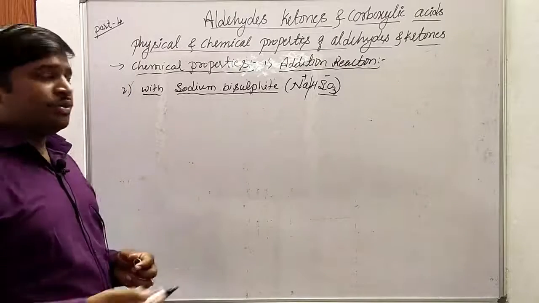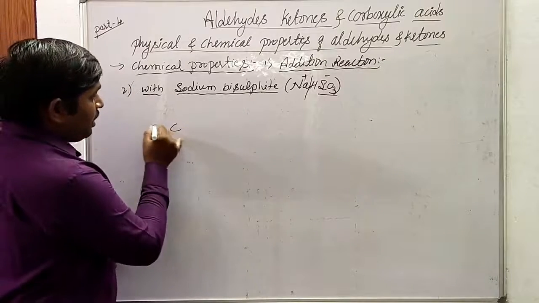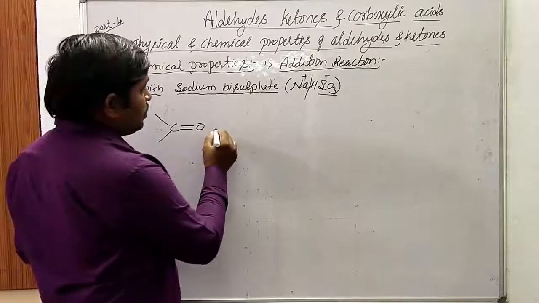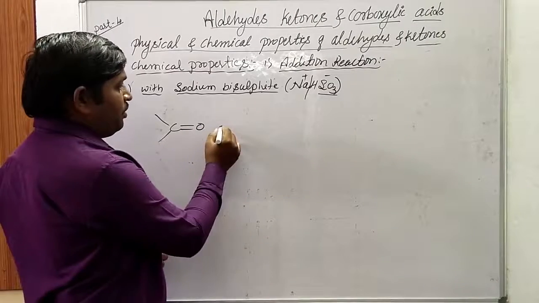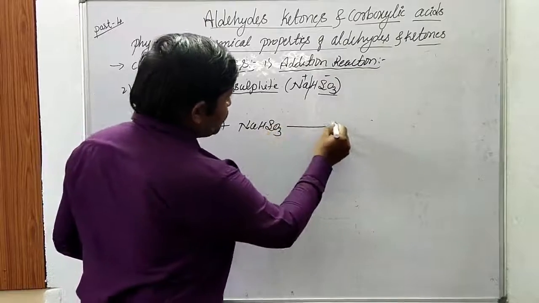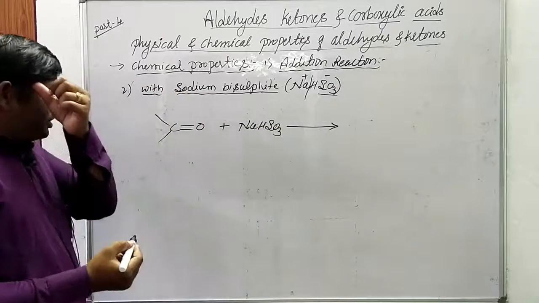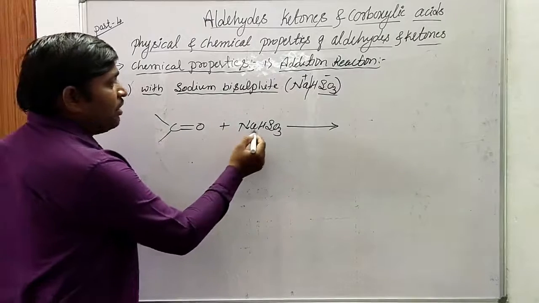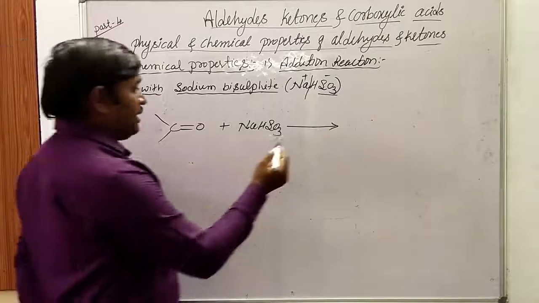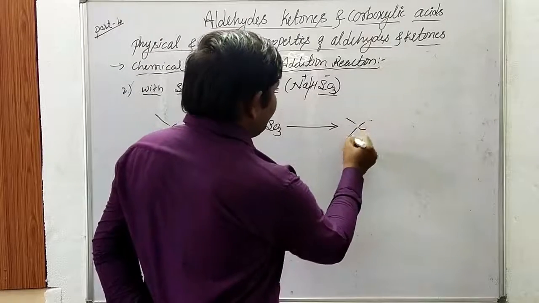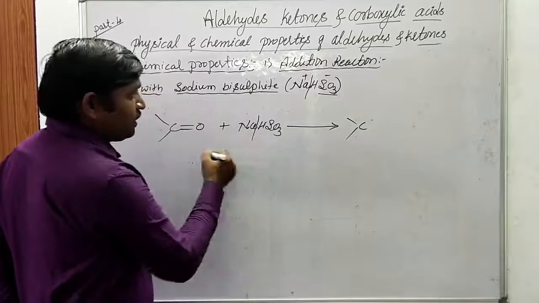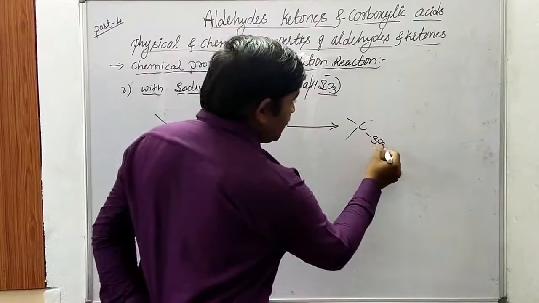Any aldehyde or ketone, for example with carbon double bond O. So this is an aldehyde generally, or any carbonyl compound, which when it reacts with sodium hydrogen sulfite, what does it form? It leads to the formation of an addition product. First the addition of this nucleophile takes place, SO3H is going to attack the carbon.